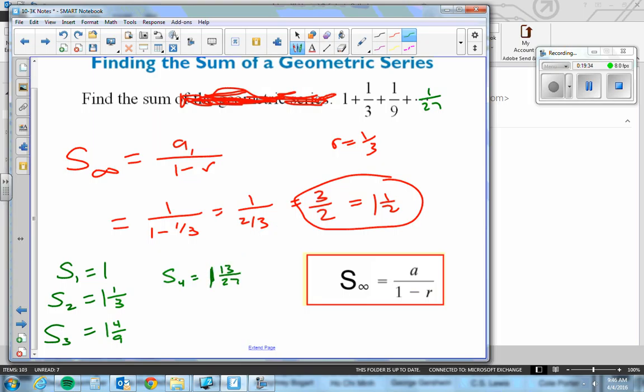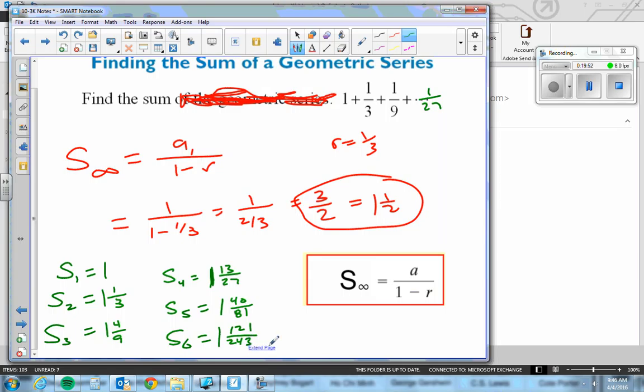Which is even closer to 1 1/2. And then I'll just tell you the fifth term would be 1 and 40 out of 81, which is closer to 1 1/2, and then it just keeps getting closer and closer forever. It's 243 next, and it'll be 121. And so the sum is converging on 1 1/2.